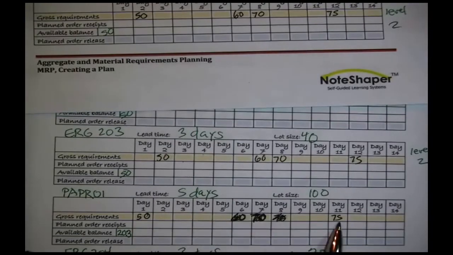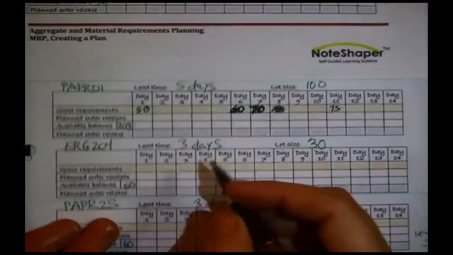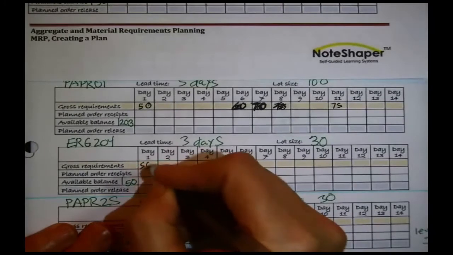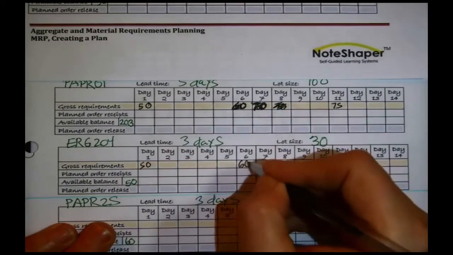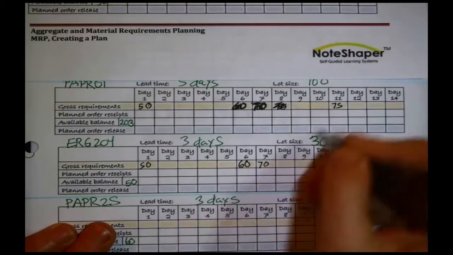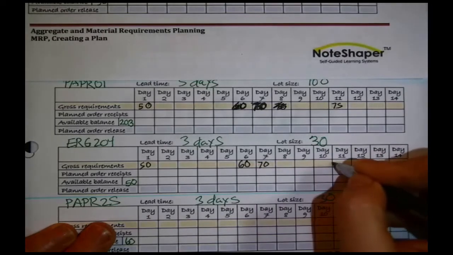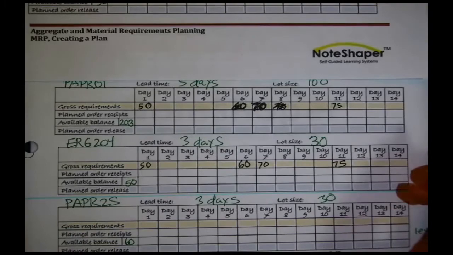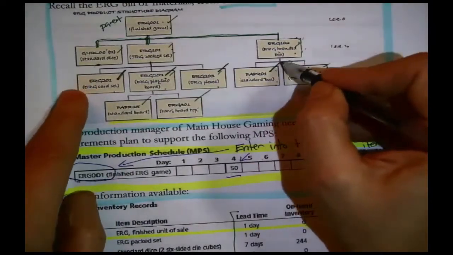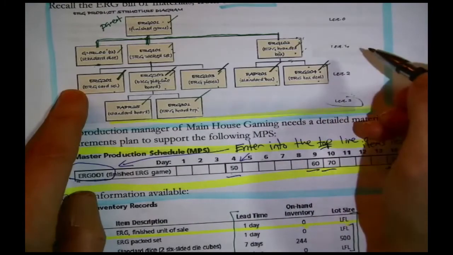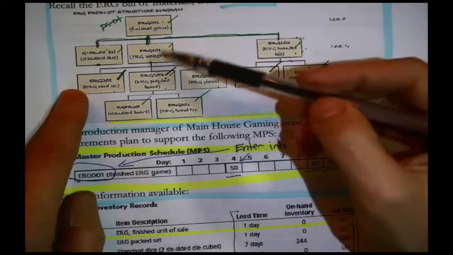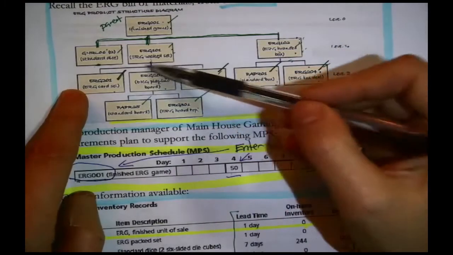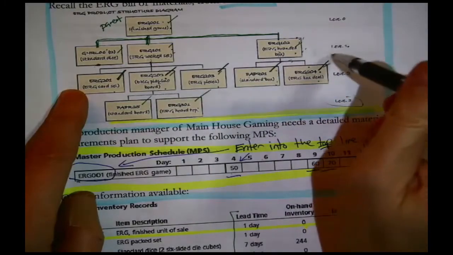And then the same thing for ERG 204. 50, the 60 is on day 6, the 70 is on day 7, and the 75 is on day 11. Okay, that means that this parent was passed down to that child and to that child. So we have passed down all of the numbers across parent-child relationships that are linked to level 1 anyway.